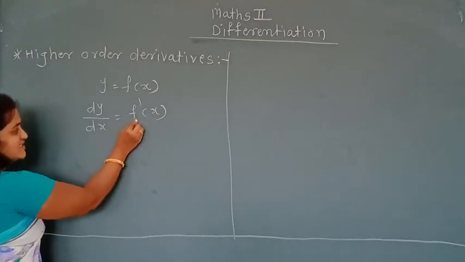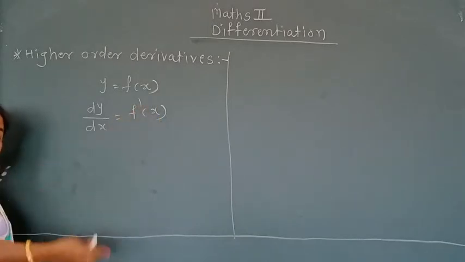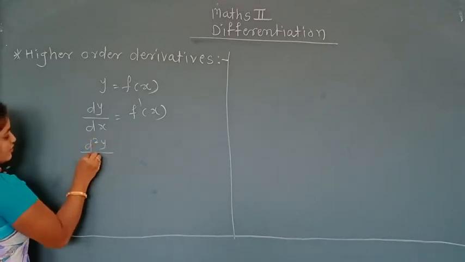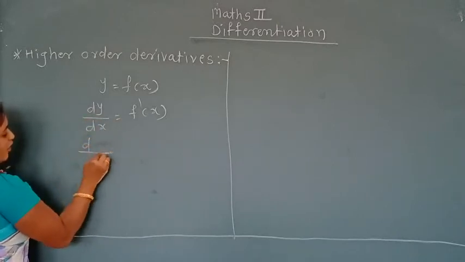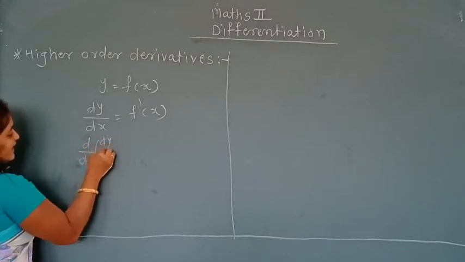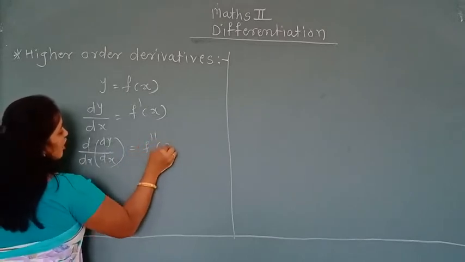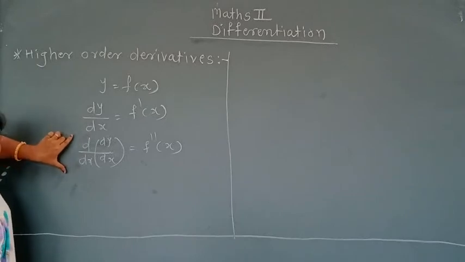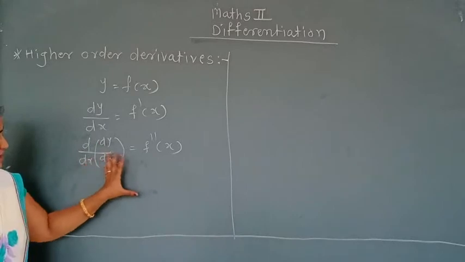Again, f dash of x is a function of x, so we can again differentiate with respect to x. So how can we write the derivative of y with respect to x? Here we can apply the derivative to dy by dx with respect to x. That time we can write f double dash of x, meaning we differentiated dy by dx again, so it is called a second time derivative, which means it is a second order derivative.